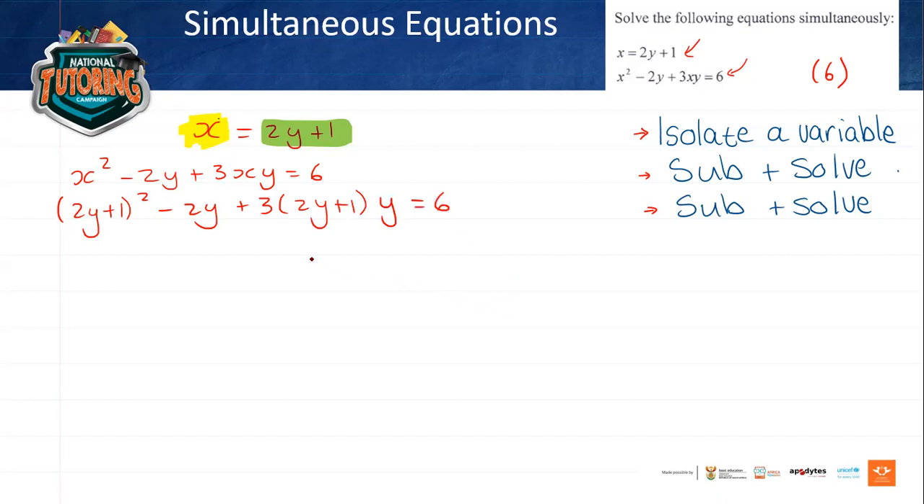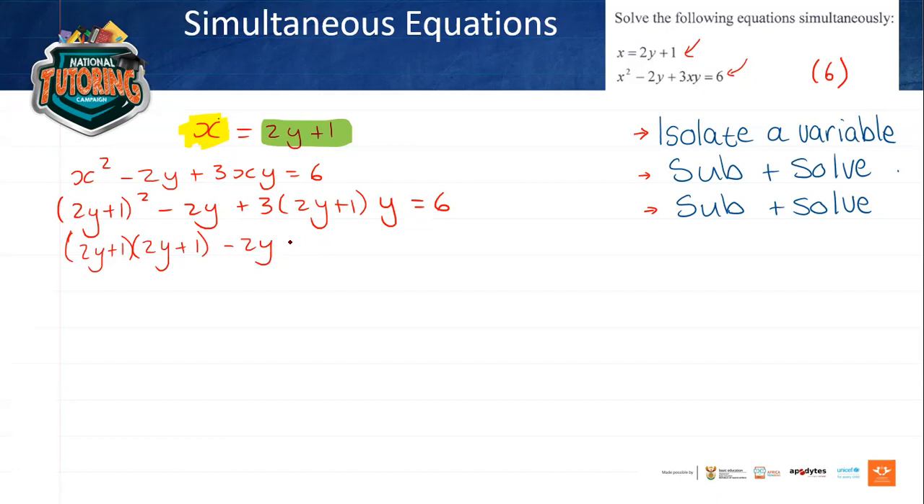So we sub. Now we need to solve for y. And we have to do a whole bunch of simplification. So your algebra from grade 10 is really important. We are squaring the first bracket. So that means I'm gonna write it out slowly. 2y plus 1 is being squared, so it's being multiplied by itself.